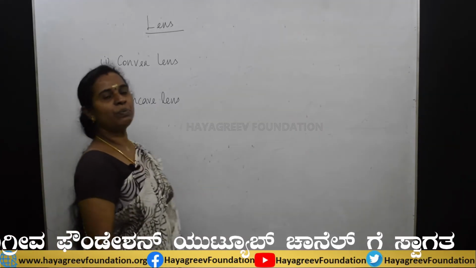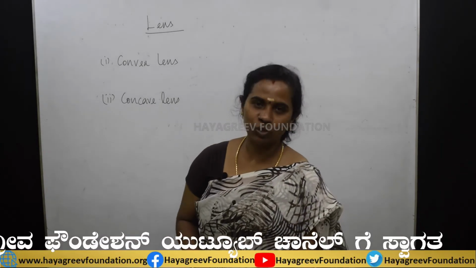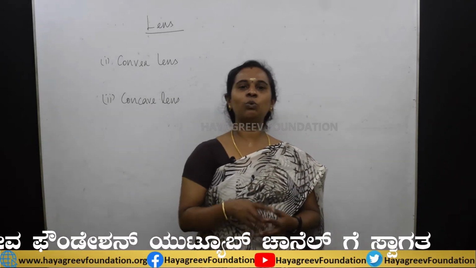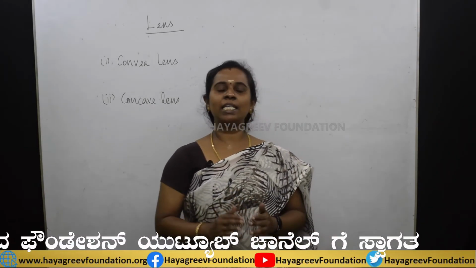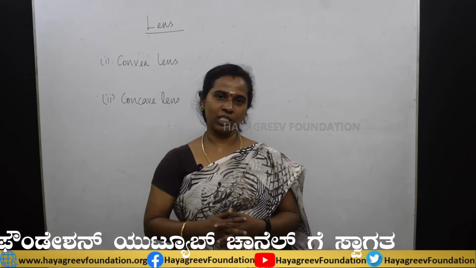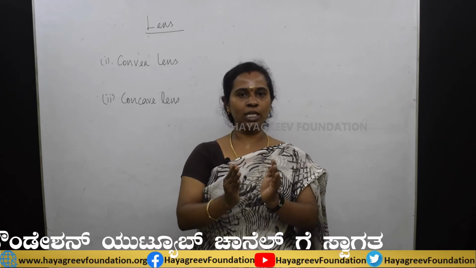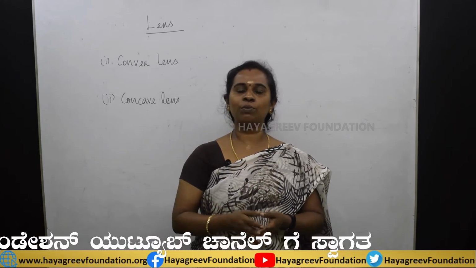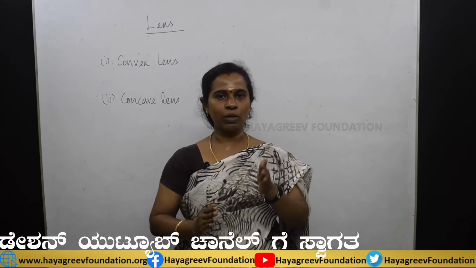Now I am going to explain refraction through a lens. First we want to learn what a lens is. A lens is an optical medium bound by at least one curved surface. In some lenses both sides are curved. In some kinds of lenses, one surface is curved and one is plane.